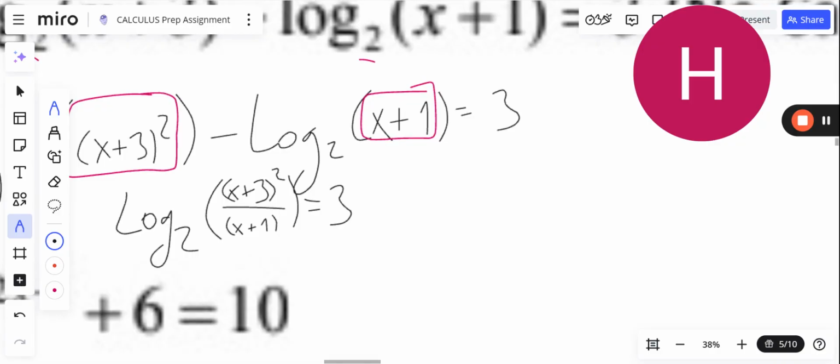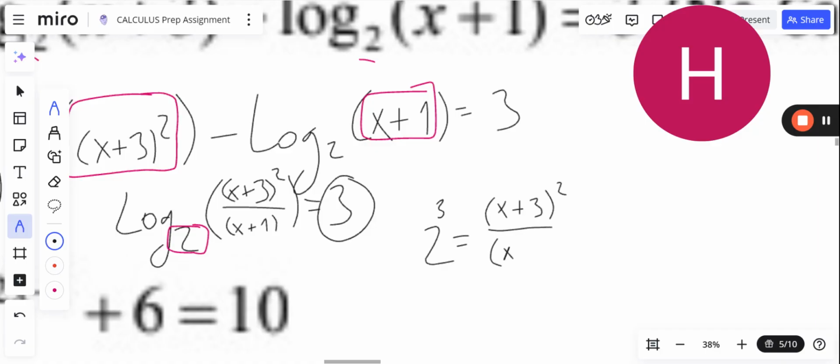And now we're going to change this to exponential form. We cannot do anything else with the logarithms. We've condensed it together. And once we condense, we will change form. Then we will expand. So change form, this is the base, and the logarithm is equal to an exponent. So this is the 3 exponent. That's going to be equal to x plus 3 squared over x plus 1.